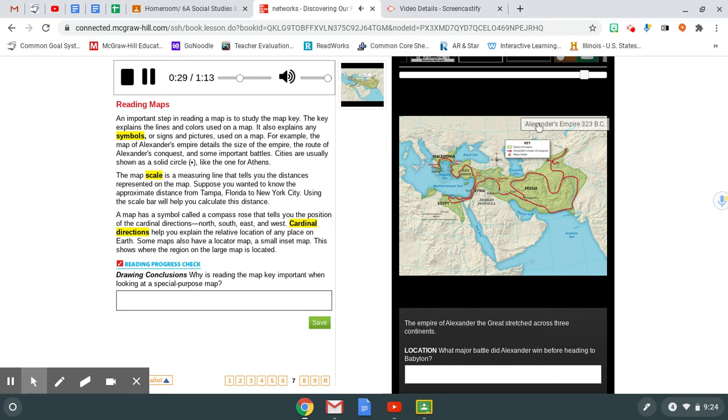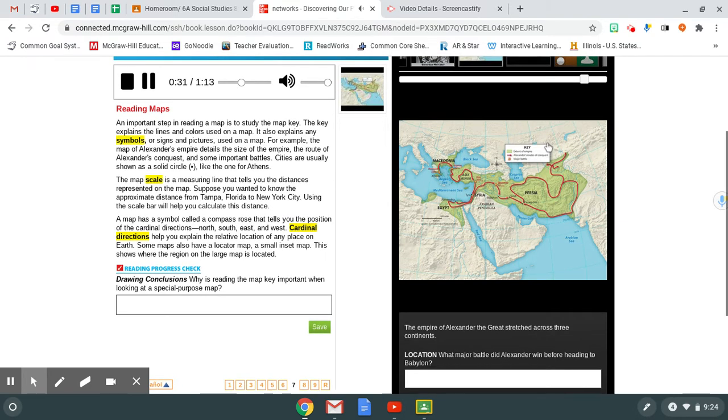The map's scale is a measuring line that tells you the distances represented on the map. Suppose you wanted to know the approximate distance from Tampa, Florida to New York City. Using the scale bar will help you calculate this distance.